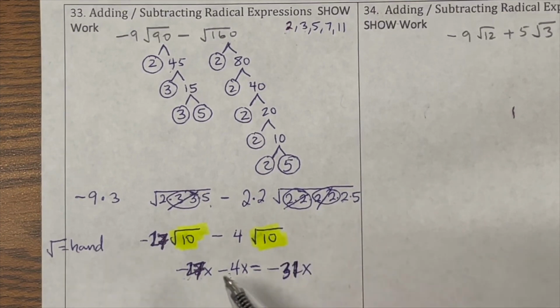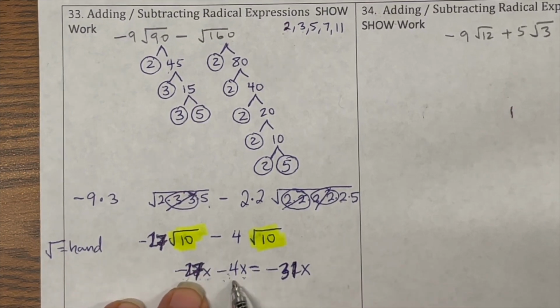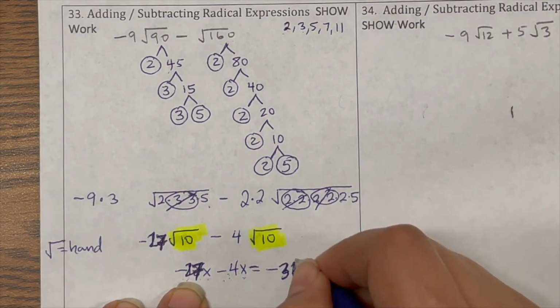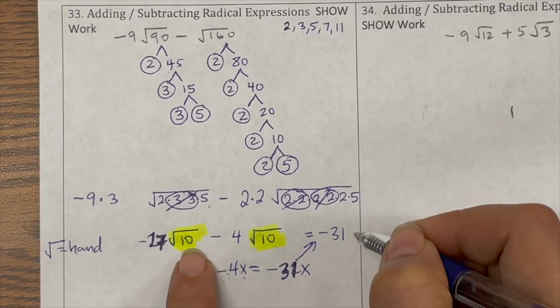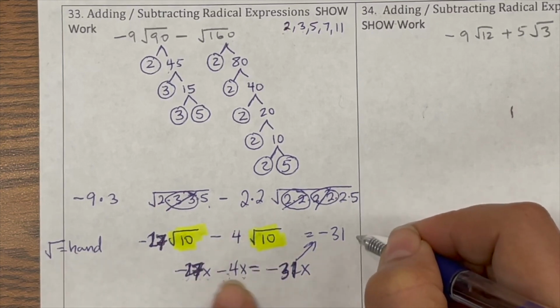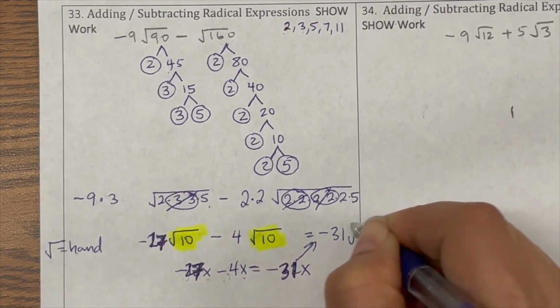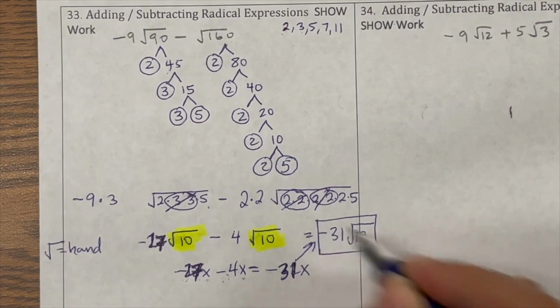Okay? Now, variables, I told you, are just like radicals. It's the same thing. You didn't touch the variable. You just added or subtracted the coefficients. So this is equal to negative 31, and I didn't touch the radicals because I didn't touch the variables in here, radical 10. So this is my final answer.